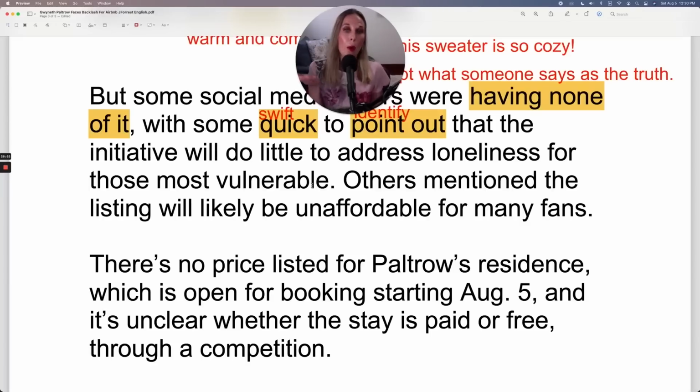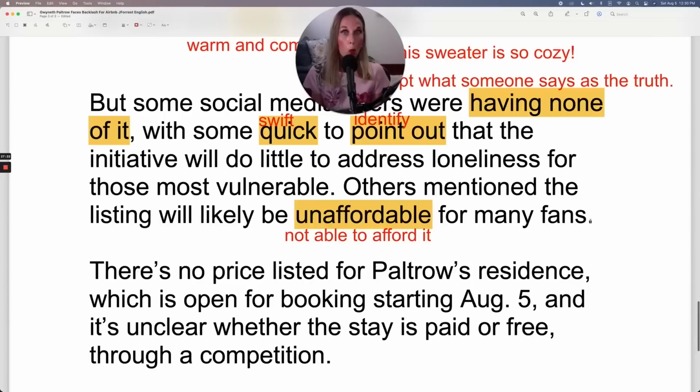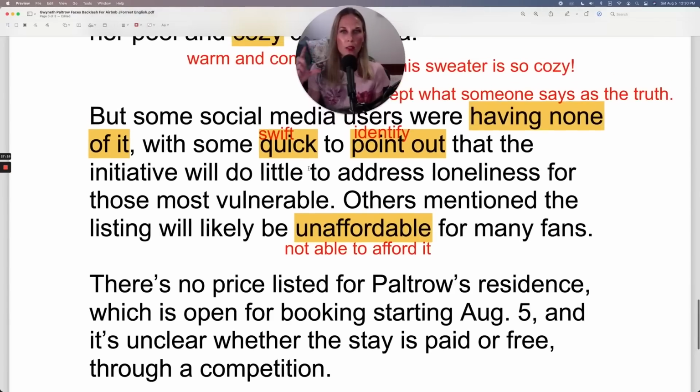What do you think about that? Is that true? Is that reason for the backlash? Others mentioned the listing will likely be unaffordable for many fans. So obviously, if something is unaffordable, it means they cannot afford it. But I'll just show you that alternative to be. And notice this is be unaffordable. Not able to afford it. Will be unaffordable for many fans. Okay, so this is the reason for the backlash. It won't address loneliness and it will be unaffordable.